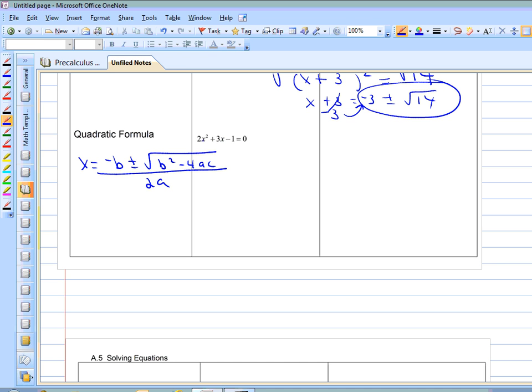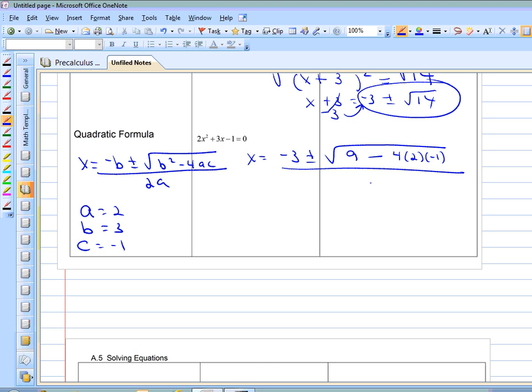Remember, in this case, we're going to label or identify everything. Our a value would be 2, our b value is 3, and our c value is negative 1. And then it's just basically a substitution problem. So we would have a negative b, or a negative 3, plus or minus the square root of b squared, so 3 squared is 9, minus 4 times a, which is 2, times c, which is negative 1, all over 2 times a, which is 2.